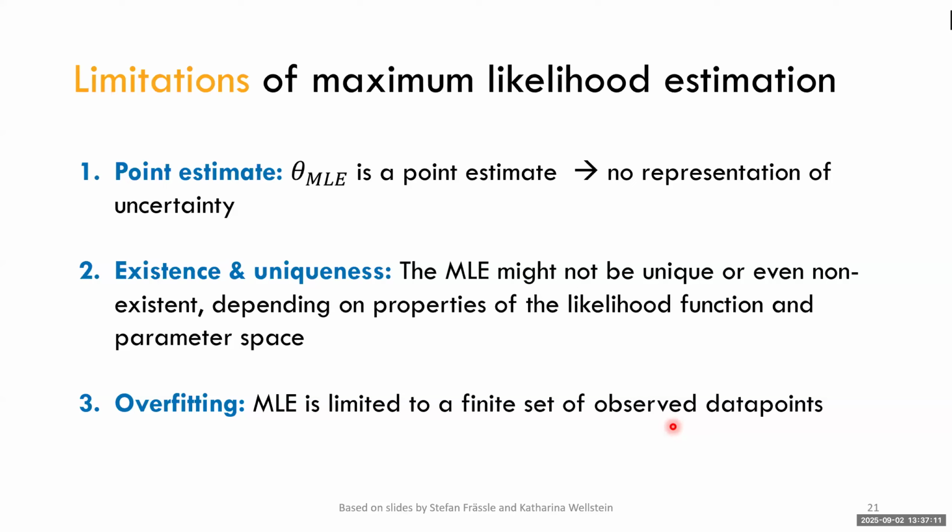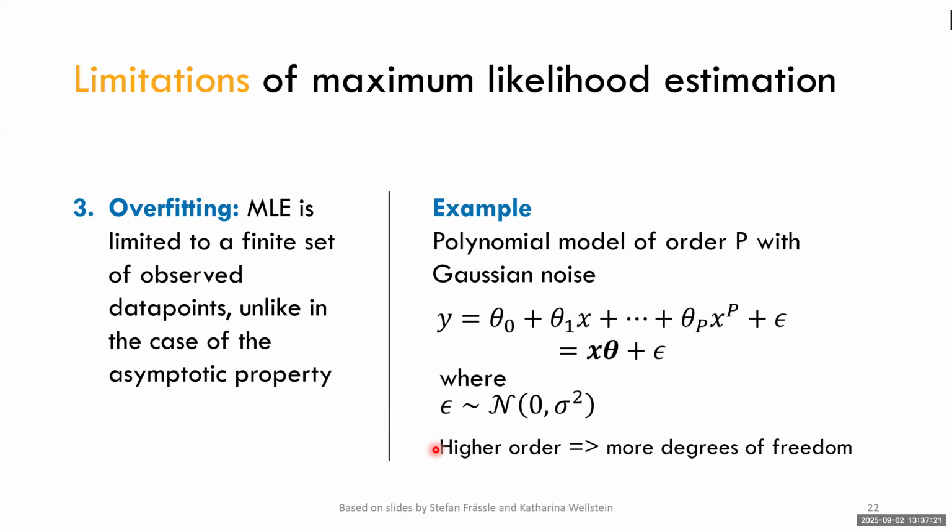And so what I want to do as the last part of this talk is walk you through and demonstrate this overfitting situation with maximum likelihood estimation. So again, overfitting is limited to finite observed data points, unlike in the asymptotic property. We don't always have infinite data. And to demonstrate this, we will use a polynomial model. You'll see in the next slide, it's actually quite simple. This is just a mathematical abstract way of looking at it.